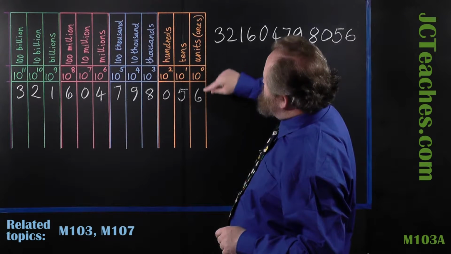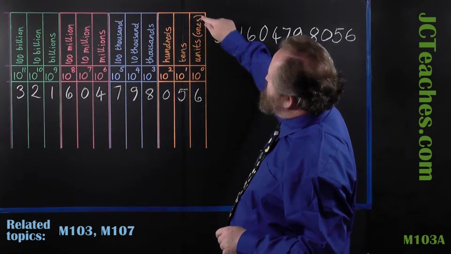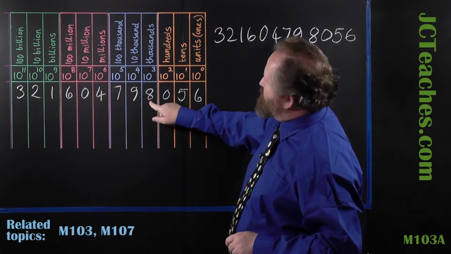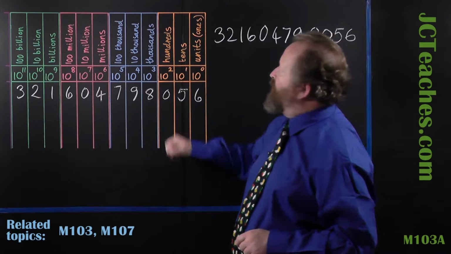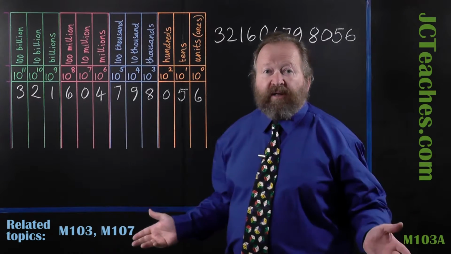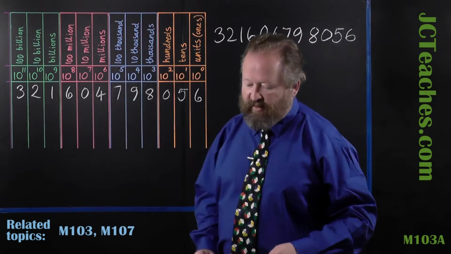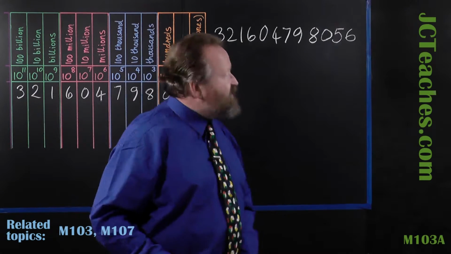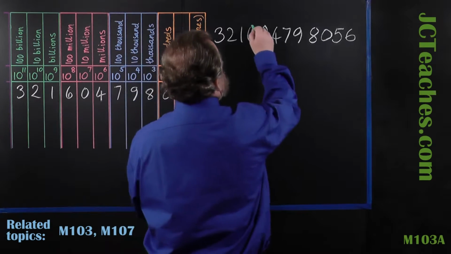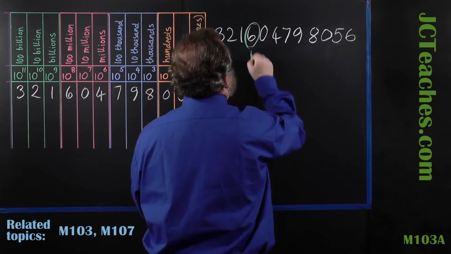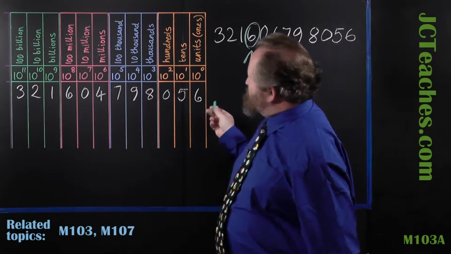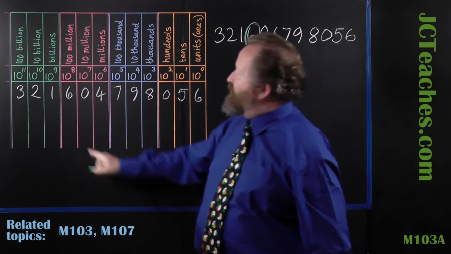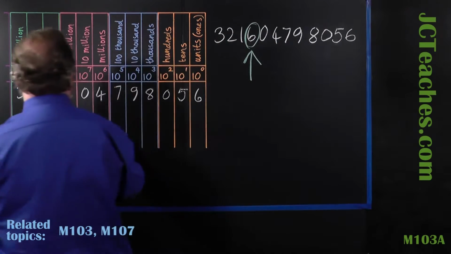It's almost obvious straight away, isn't it? This one is worth 6 units, 6 ones. This digit is worth 8 thousands, 8,000. Pick any digit you like, and you can see what it's worth. So, as an example, if you're asked to find the value of this digit, this 6 here, all I have to do is locate that 6 in my table. It's there, so I'll put the arrow under here.